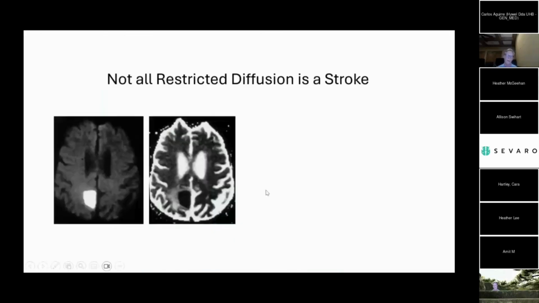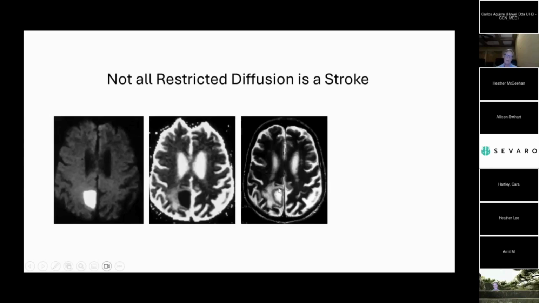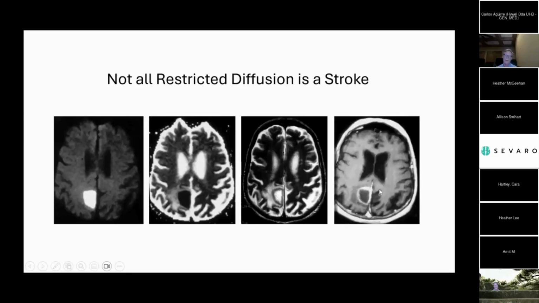So real quick here, not all restricted diffusion is a stroke. Here we have the occipital lobe. It's bright on DWI. It's dark on ADC, clearly restricted diffusion. The problem is there is a capsule which has decreased signal on T2 at this lesion, and the thing also has nodular peripheral enhancement. This is an abscess. So not everything bright on diffusion is a stroke.